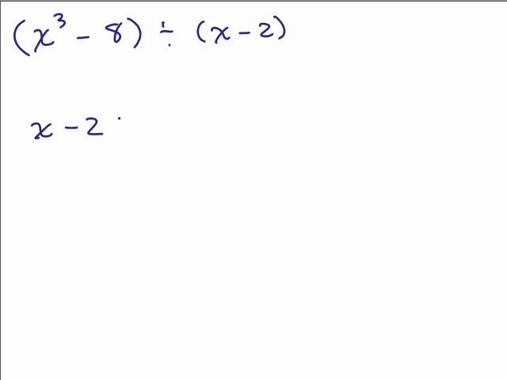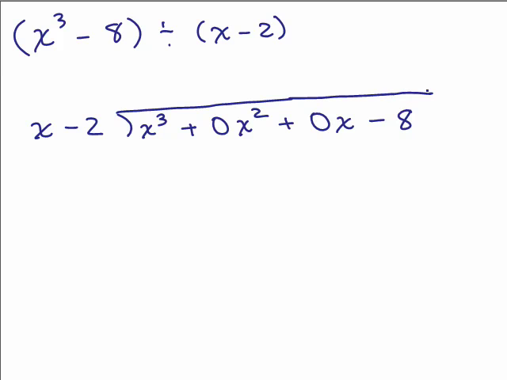Let's say you were doing x cubed minus 8 divided by x minus 2. You would have x cubed. The highest degree is 3. I should get 4 terms. So you have to put something in for the x squared term. What's the x term? Not there. You have to put in something for the x term, and you have a minus 8.